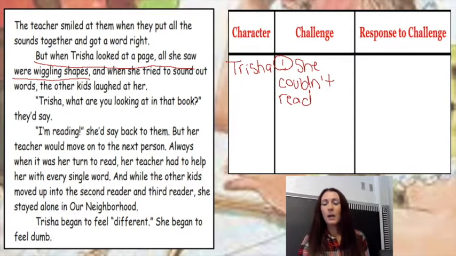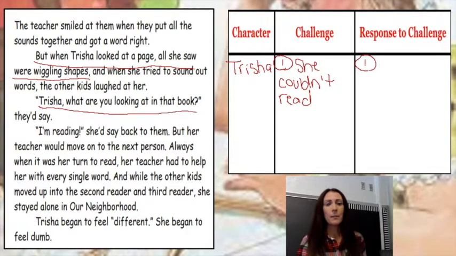Then let's talk about her response to the fact that she couldn't read. What did she say or do because she couldn't read? Well, honestly, she was very defensive with the other kids because they were saying, "Trisha, what are you looking at in the back of the book?" And she said, "I'm reading!" with an exclamation point. So she was like, I'm reading. What do you think I'm doing? So she was very defensive.